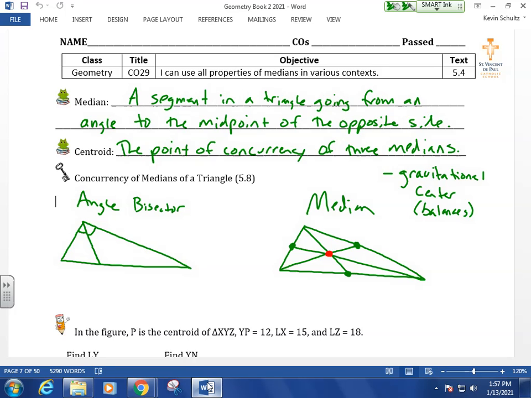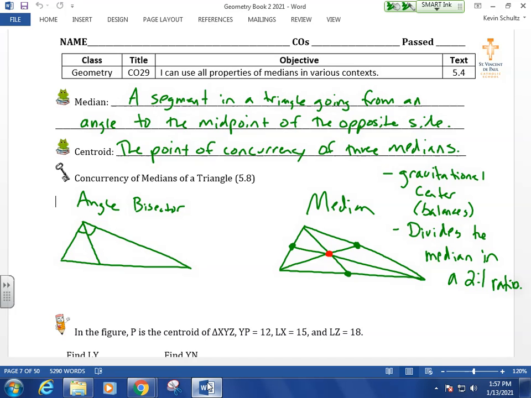The other thing the centroid does, it divides the median in a 2-to-1 ratio. What does that mean, 2-to-1 ratio? There's two somethings for every one something, right? Or basically one piece of it is twice the other piece.